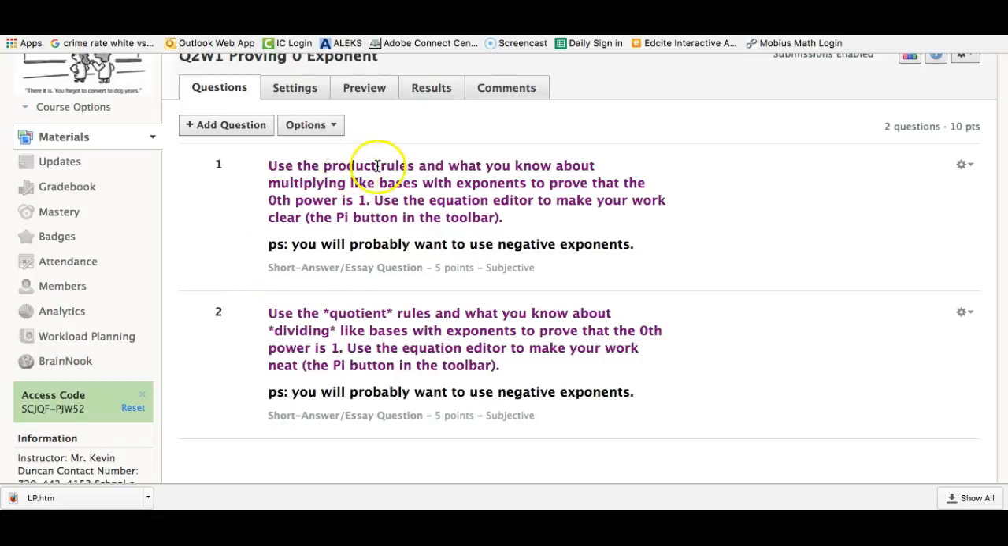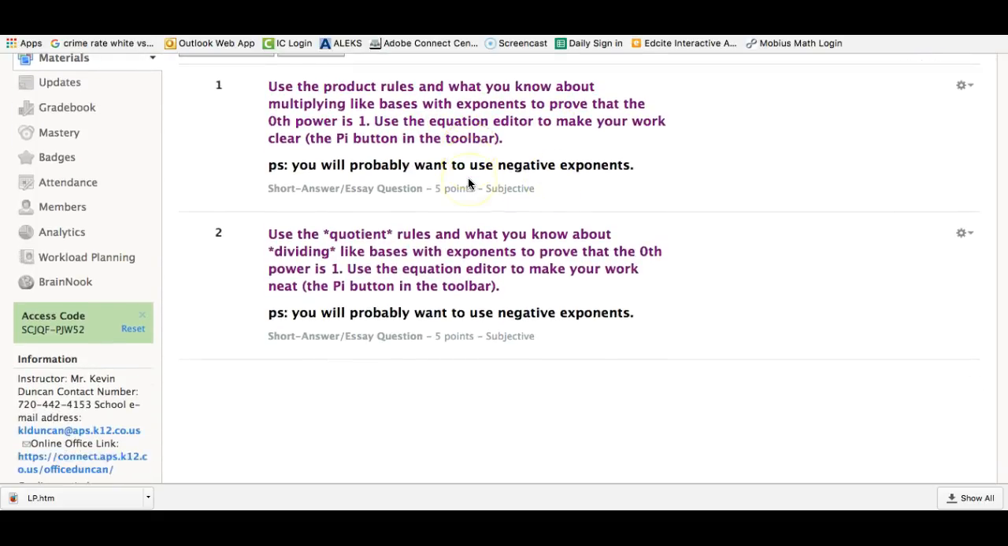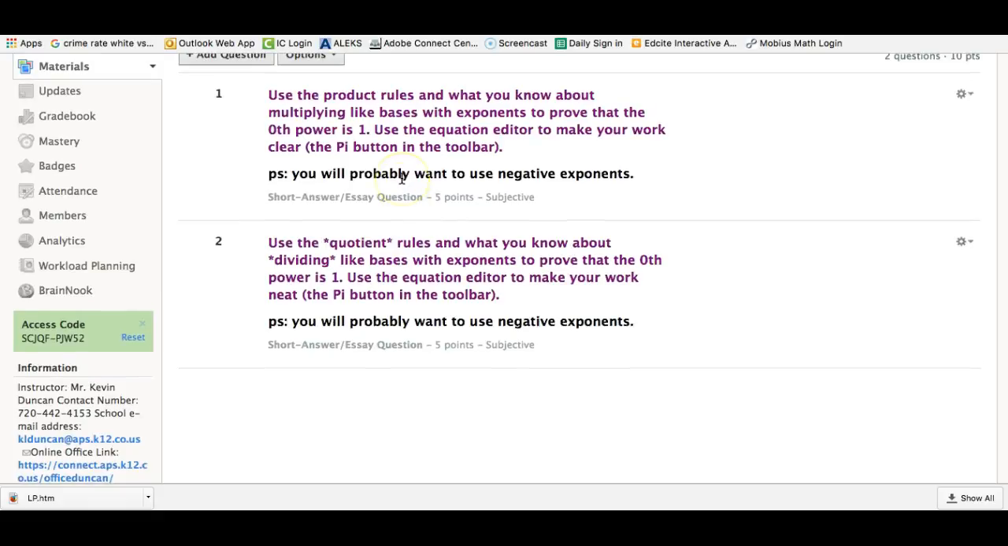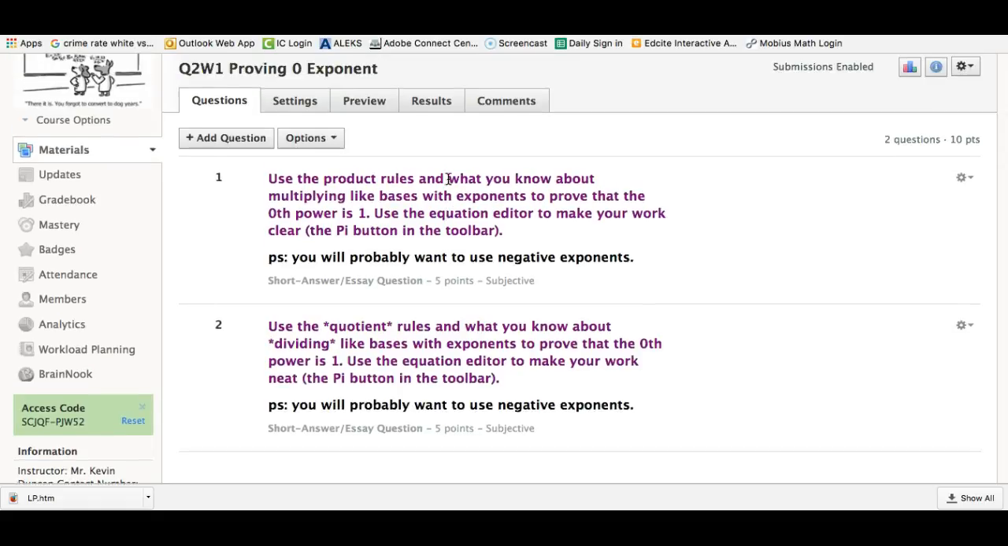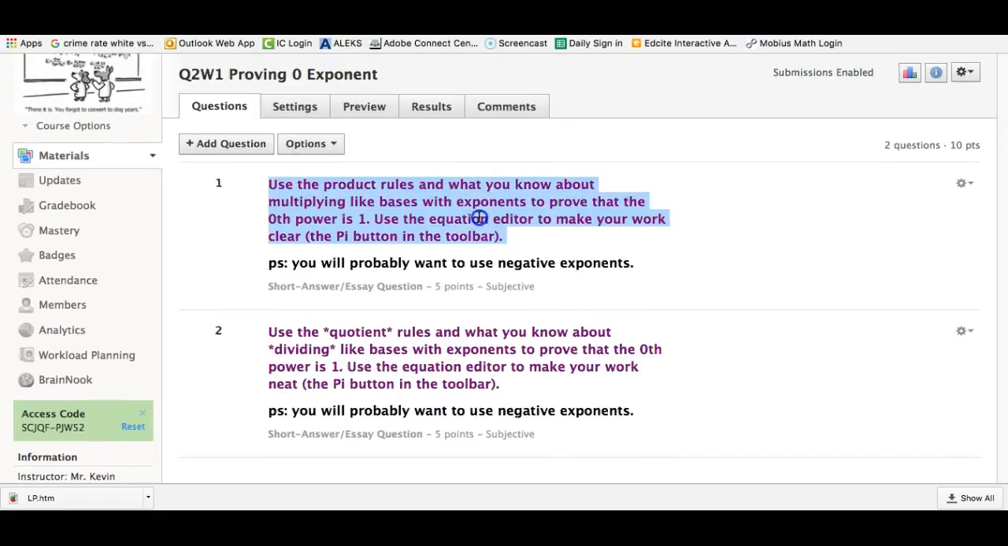This is saying use the product rule, which is the very first thing that you learned in lesson 1. Use the product rule and what you know about multiplying like bases with exponents to prove that the 0th power is 1. Use the equation editor to make your work clear. And then you will do the same exact proof essentially, but with the quotient rule. It'll be easier. Try your best on this. I can help you if you want, just ask me. But definitely try your best on this.